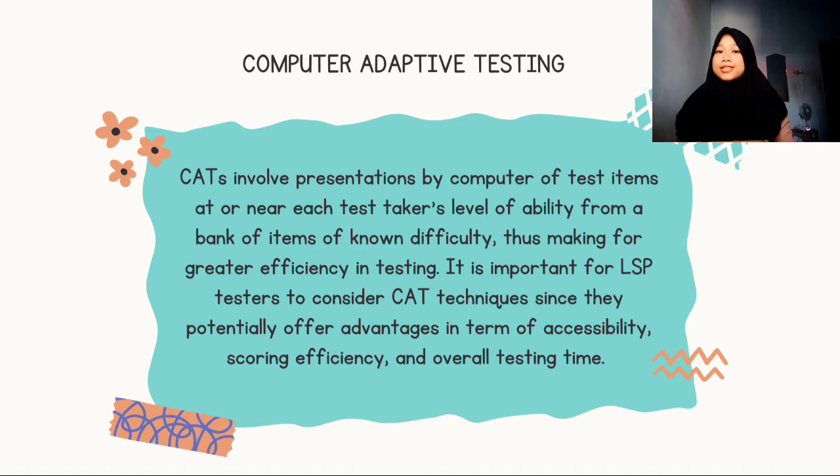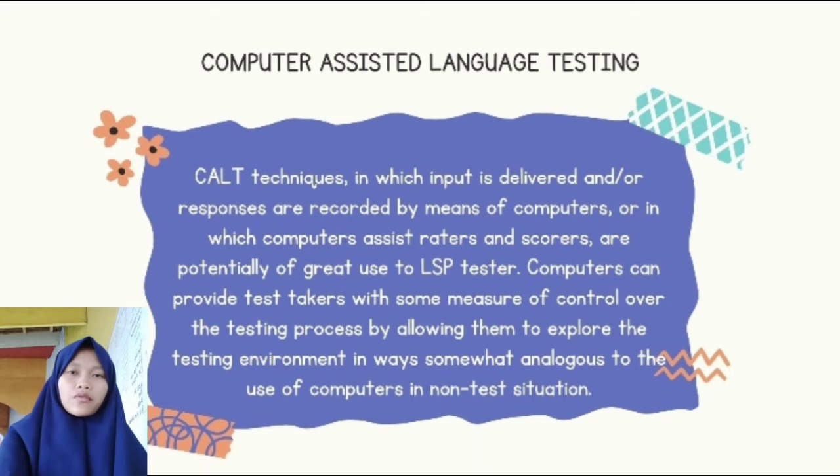CATs are usually multiple choice tests since selective response items are most amenable to the methods used to calculate the relationship between difficulty and test taker ability. But nowadays, items in CAT are selected not only by item response theory statistical properties, but also according to a complex set of constraints, including content variety, question types, and total number of items. For example, Educational Testing Service is developing a new Test of English as a Foreign Language, or we can call it TOEFL.